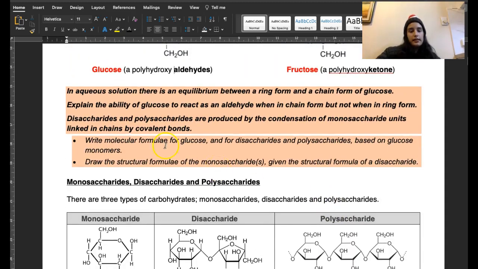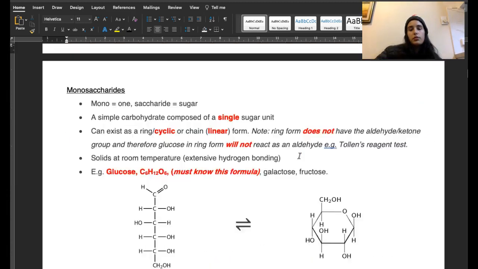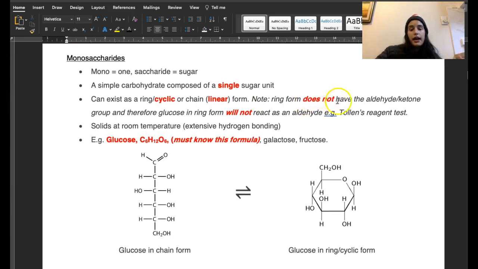So if you got asked to explain the ability of glucose to react as an aldehyde when in chain form but not when in ring form, all you need to say is that in ring form it does not have the aldehyde or ketone group, and therefore it cannot react as an aldehyde. So with the Tollens reagent test, where you'd normally form silver, it won't do it. With acidified potassium dichromate, where you'd normally see a colour change from orange to green because the aldehyde is forming a carboxylic acid, you won't see that. So if it's a ring form, you're not going to see those things react. It's a way of determining whether you've got glucose in chain form or in ring form.